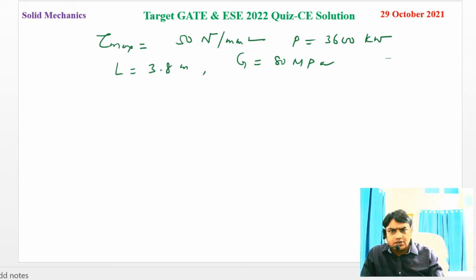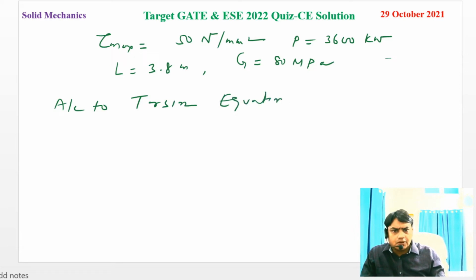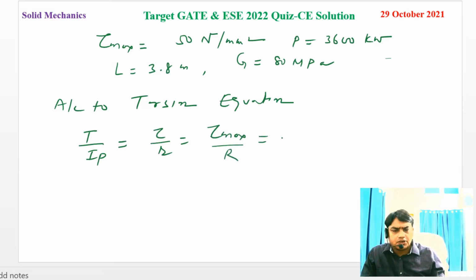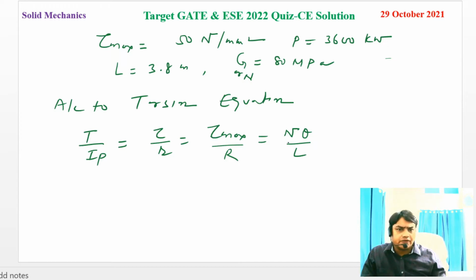Firstly, we can apply the torsion equation. According to the torsion equation, T by Ip is equal to tau by R is equal to tau max by capital R is equal to G theta by L, where T is the torque, Ip is the polar moment of inertia, tau is the shear stress at any radial distance R, tau max is the maximum shear stress, N or G is the modulus of rigidity or shear modulus, theta is the angle of twist, and L is the length of the shaft.